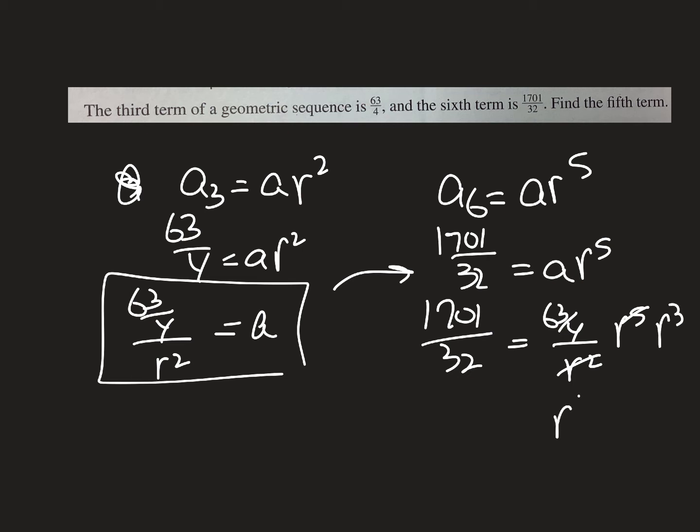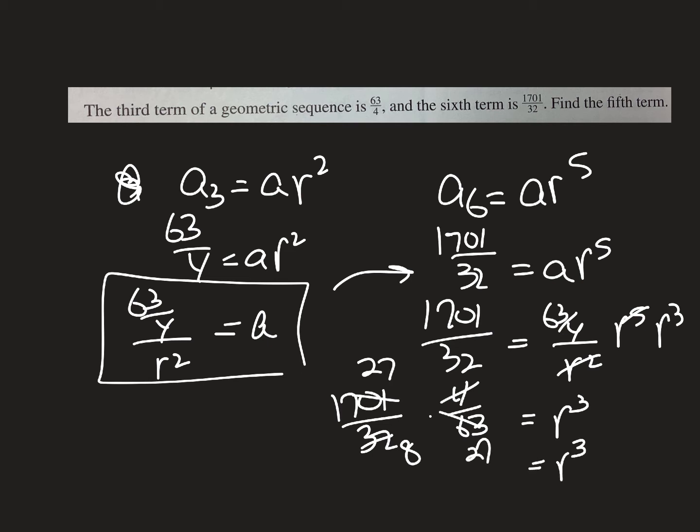So what I'm going to do is divide both sides by the 63 over 4. Think about this a second. If you divide by 63 over 4, you're really multiplying by the reciprocal, which is 4 over 63. And if you do that, 4 goes into 32 8 times. I believe, I'm touching my calculator, I think that 63 is going to go into 1701 also, and it does 27 times. So that gives me R cubed is 27 over 8, which means my R, if I take the cube root, the cube root of 27 is 3, the cube root of 8 is 2.